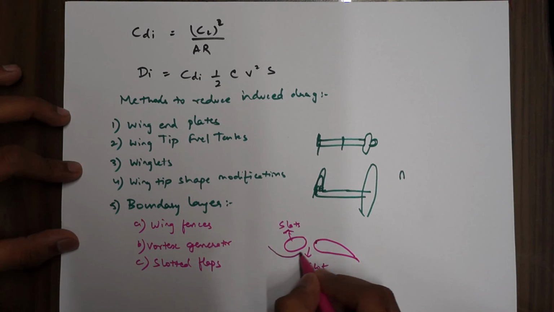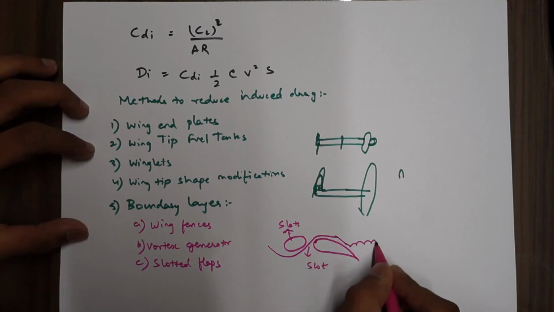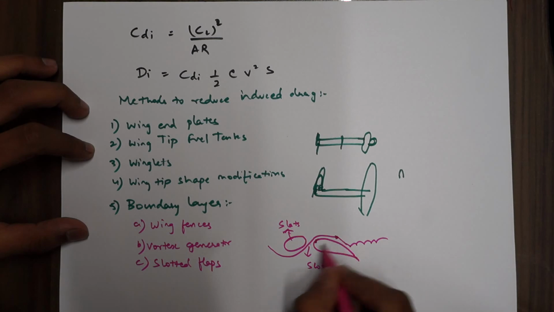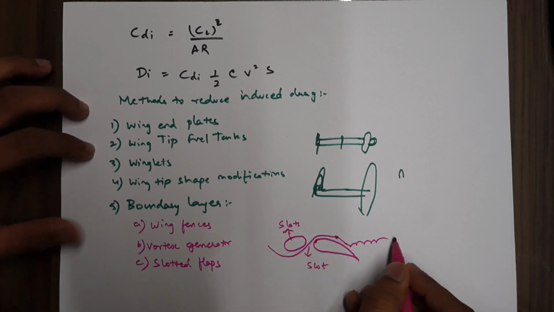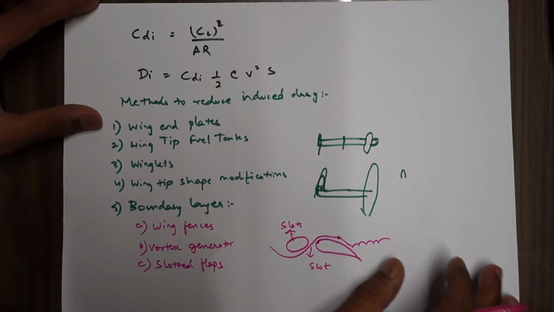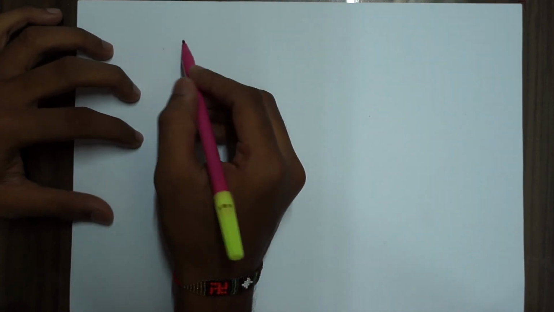When the air comes from here and goes through, this re-energizes the boundary layer, and hence the separation happens at a delayed point. Generally it might happen here, but due to this it re-energizes the boundary layer and separates at a later stage, thus reducing induced drag. The next one we are going to discuss is wing fences.